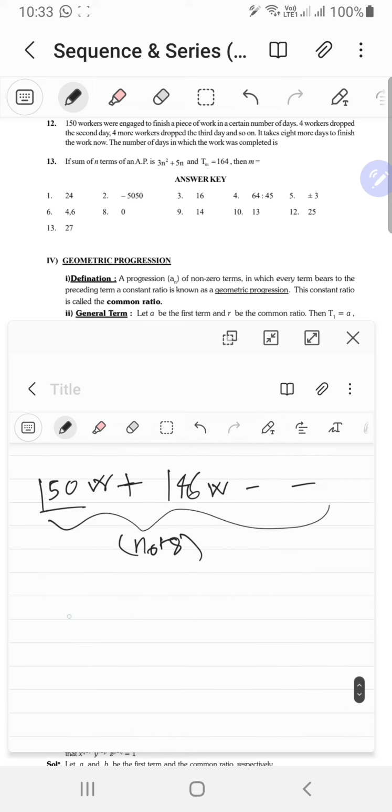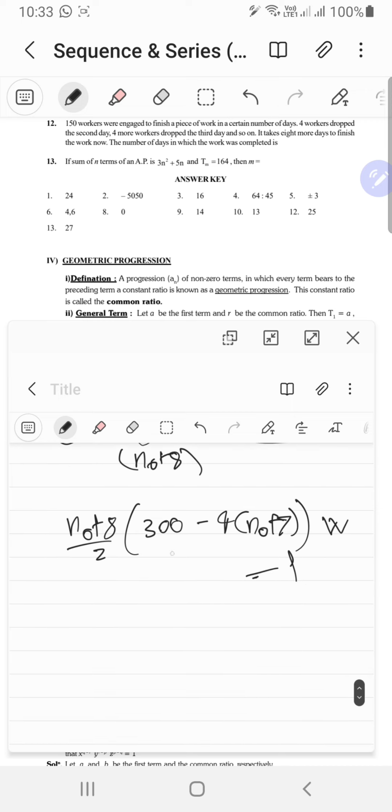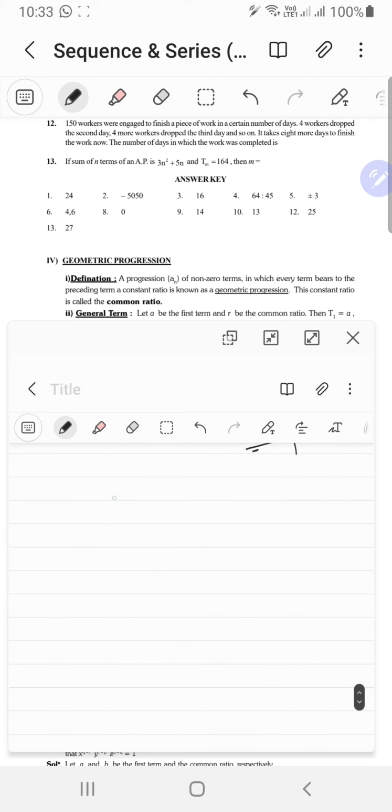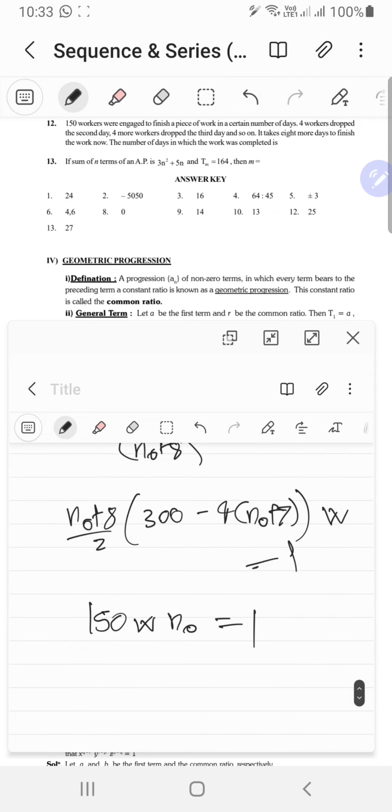So this will be like (n naught plus 8) upon 2 into (300 minus 4 into (n naught plus 7)), like that. That times w, that's 1. And at the same time you also know 150w times n naught is 1, and then dividing these two you can get n naught.